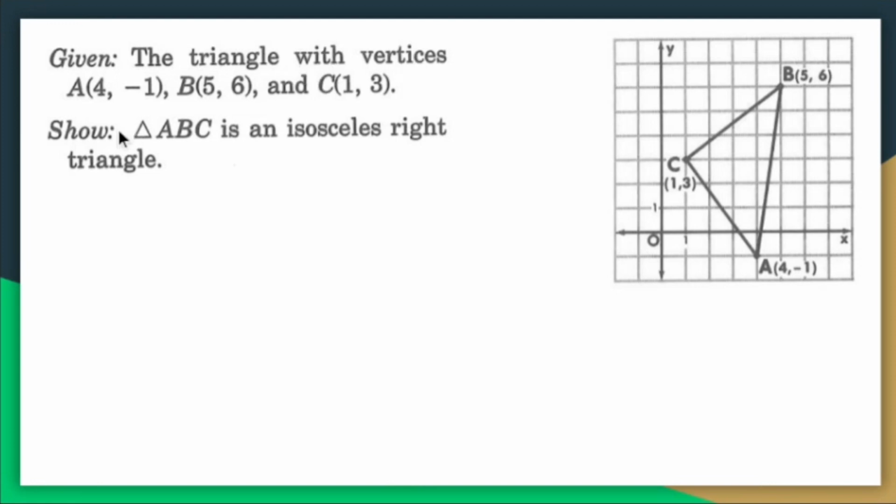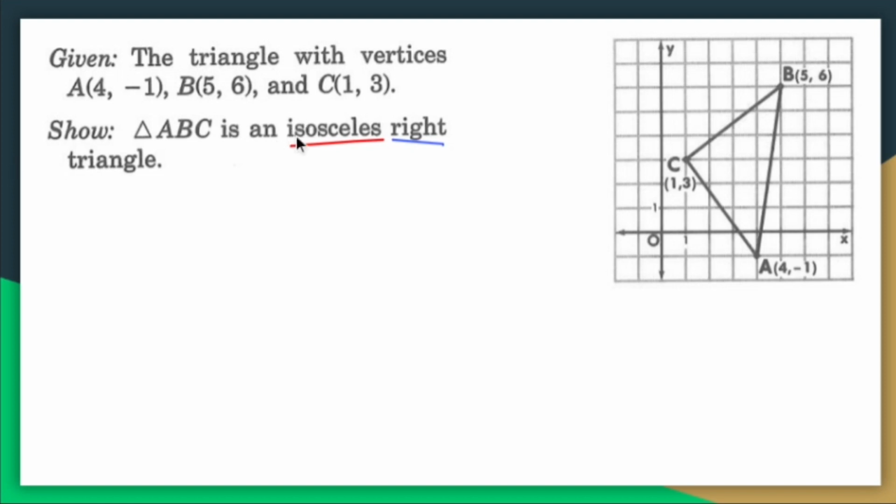Given the triangle with vertices A (4, -1), so right there, B (5, 6), so right there, and C (1, 3), given those 3 points, I need to show that triangle ABC is an isosceles and also a right triangle. So this is a proof using coordinate geometry. It's not a 2-column proof. It's not a flow proof or an indirect proof. I am basically using the information that I have to prove what I need to prove. So it's not going to look like the regular proofs that you're used to doing.